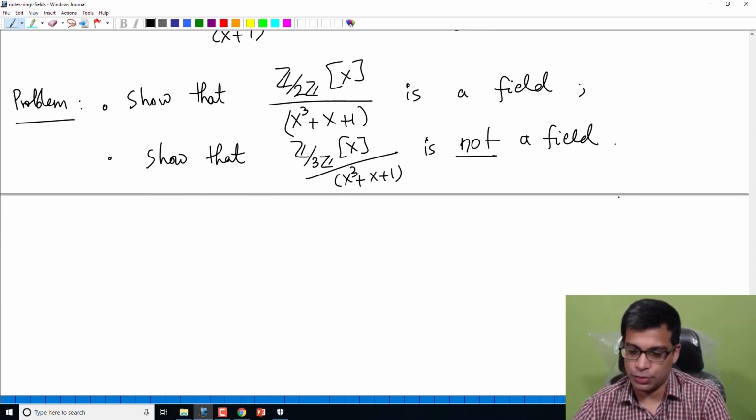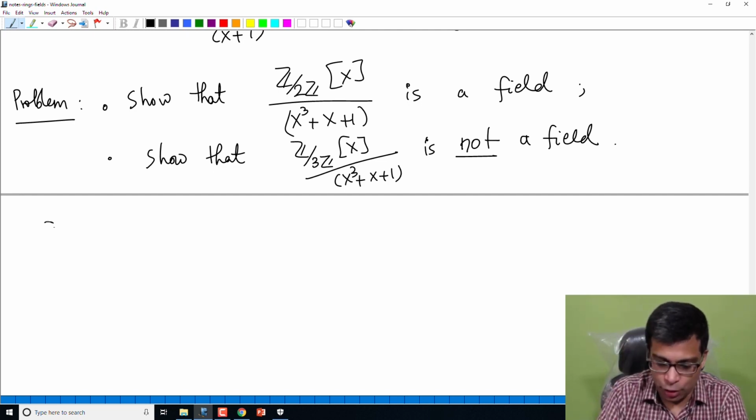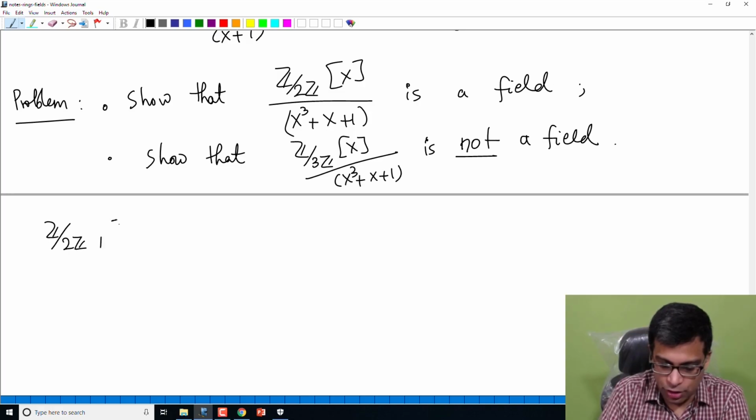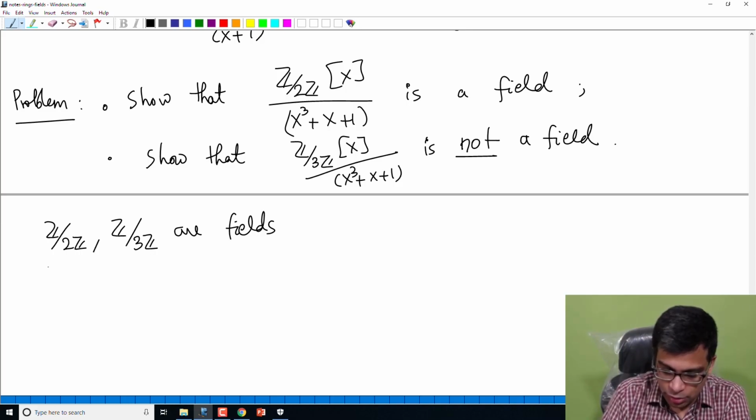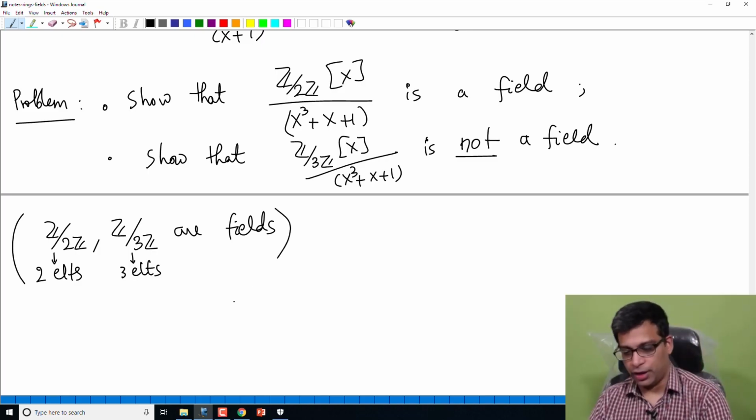Okay, so the question is to show that I consider two polynomial rings. Z mod 2Z, remember, is a ring which is in fact a field. Z mod 2Z and Z mod 3Z are fields, containing 2 and 3 elements respectively.